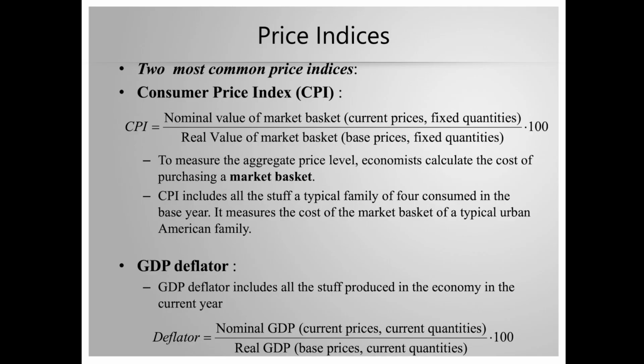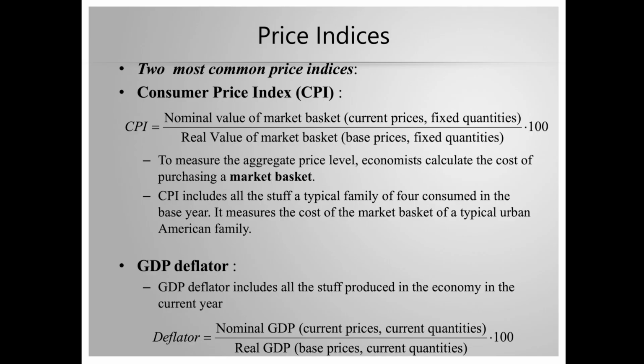basket times 100. The nominal value of market basket is calculated using current prices and fixed quantities. So you take the current price of one good times its quantity plus the current price of another good times its quantity, and you keep going until you reach the end of the list of items in the market basket. The real value of the market basket is calculated using base prices and fixed quantities. So nominal over real times 100.